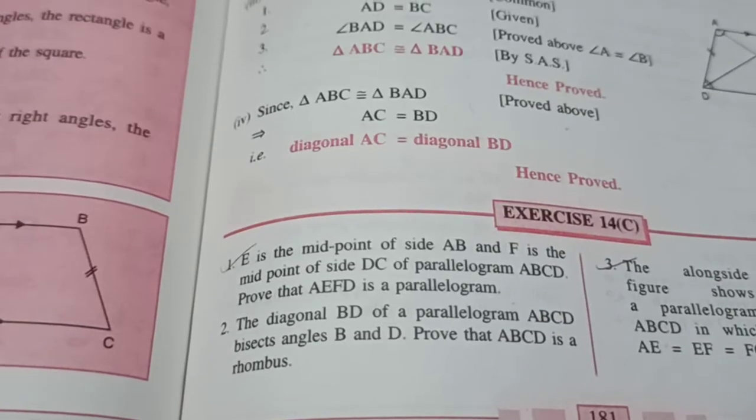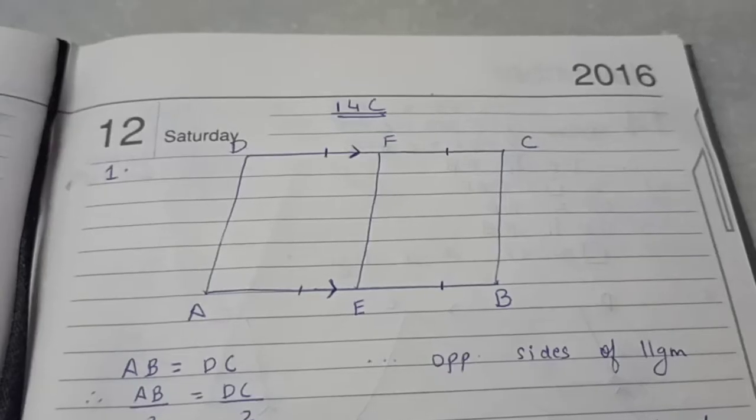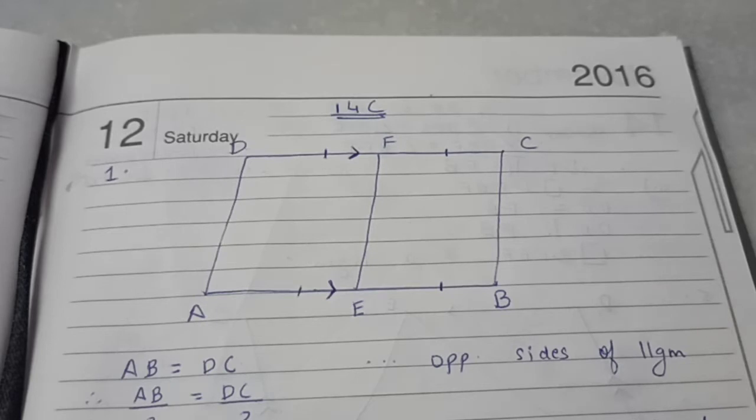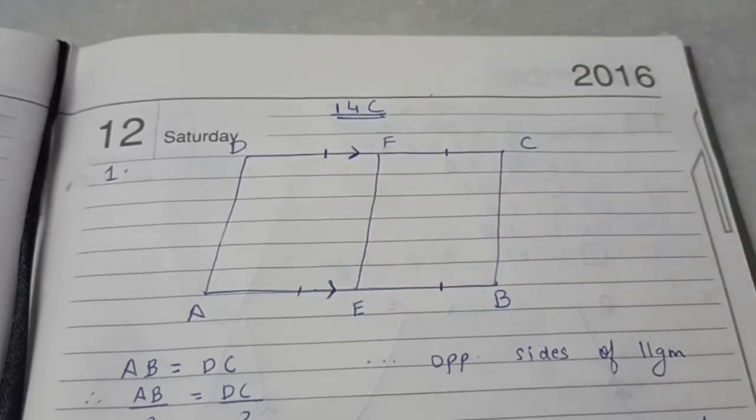Now question 1, as you read it, always try to draw the diagram on your own so that you understand where you are wrong while drawing it. Now here ABCD is a parallelogram. F and E are midpoints, and we have to prove that AEFD is also a parallelogram.